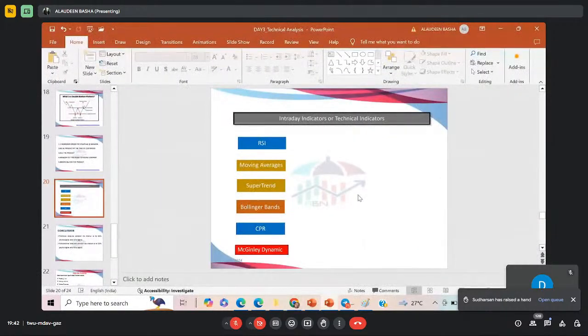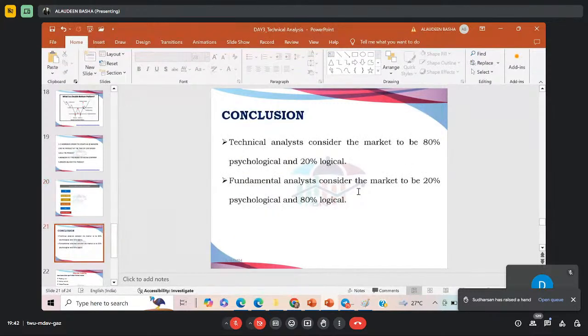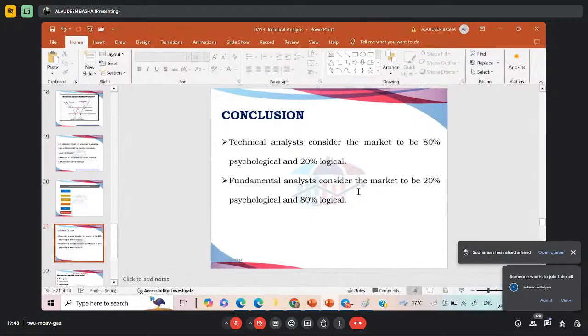So these are some of the indicators in technical analysis. My final conclusion in technical analysis is to always consider the market to be 80% psychological and 20% logical. Okay, technical analysis is 80% based on psychology, not logic. But in fundamental analysis, the market is 20% psychological and 80% logical. So compared with technical analysis, fundamental analysis will give good growth and good returns.